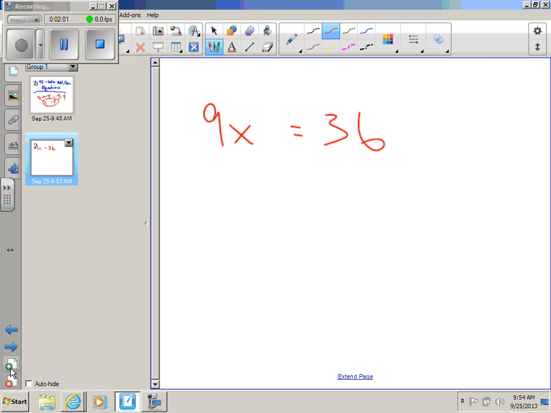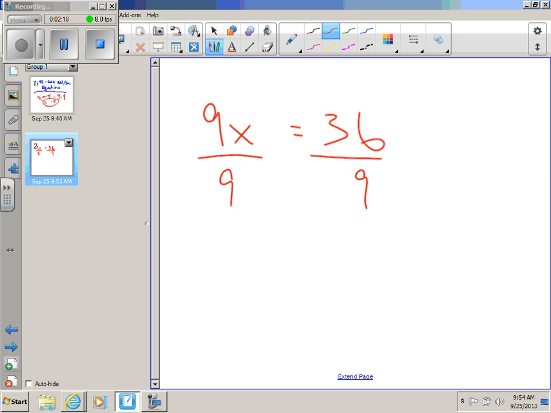Obviously, our variable is x. What's currently happening to x? What's currently happening to it right now? Sarah? It's being multiplied by 9. Right? So the opposite will be to divide both sides by 9.